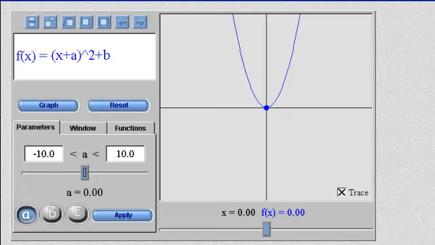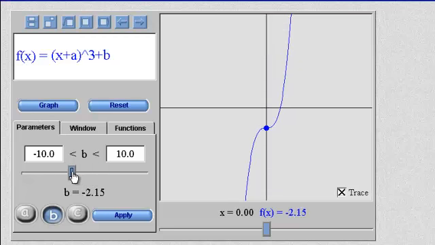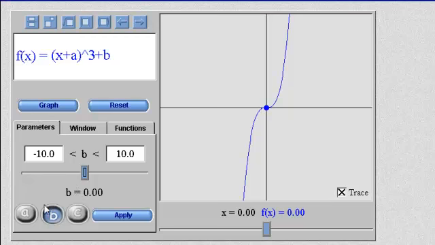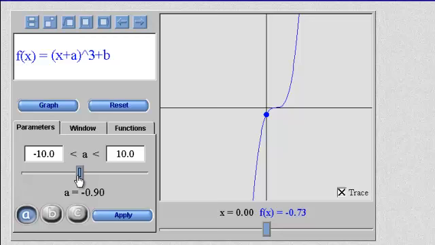Let's look at another function. Here I've graphed x cubed for you. Right now my a and b are set to 0, so it is just x cubed. As b, which is on the outside, becomes positive, it goes up. As b is negative, it goes down. So I'll set b back at 0. And A is my inside additive quantity. If A is positive, it moves to the left. If A is negative, it moves to the right.